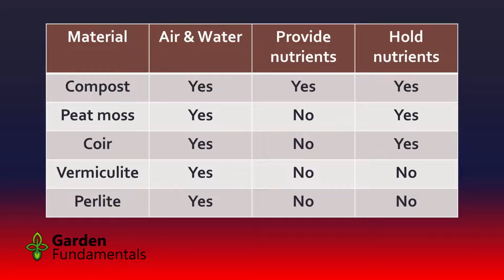Vermiculite and perlite don't hold nutrients, so they're actually a really bad choice for putting into soil. I wouldn't put those in any kind of garden. I wouldn't put them into raised beds, and quite honestly, I wouldn't even put them into containers. Go with soil. Compost is your best choice. If you want to put in some peat moss or coir, those are also good.